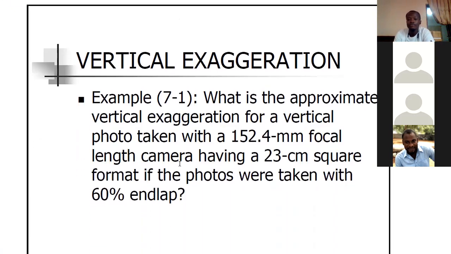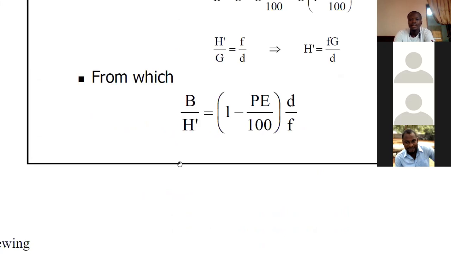So we know the focal length, we know the format, square format 23 by 23, 60% overlap. So if you go back here, we can quickly put 60% in here. So 1 minus 0.6 times D over F.